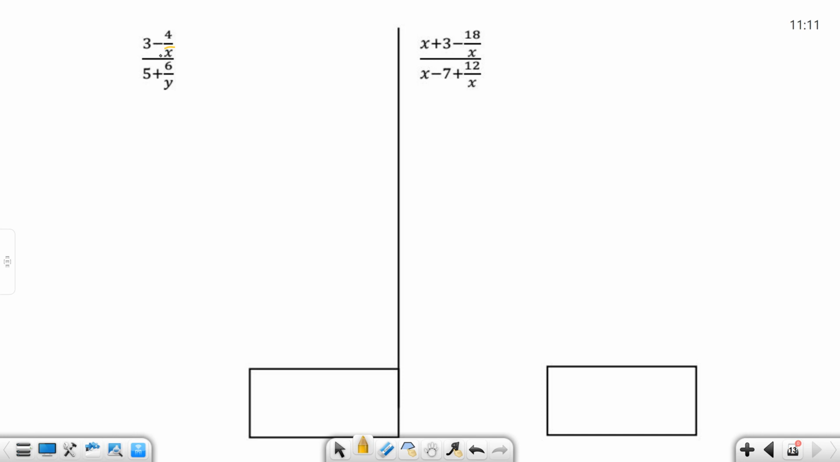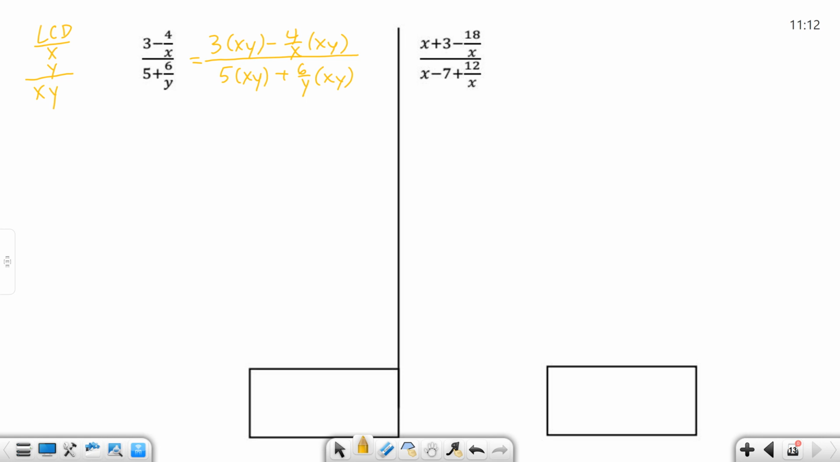All right, so here I have an x and a y in my smaller fractions, right? So my LCD is going to involve an x and a y, so it's going to look like xy. So now I'm going to multiply xy times everything. So 3 times what? xy minus 4 over x times what? xy over 5 times xy plus 6 over y times xy. Wow, that's a lot to write down, but it's not hard. You're just writing that xy times everything that you had there.